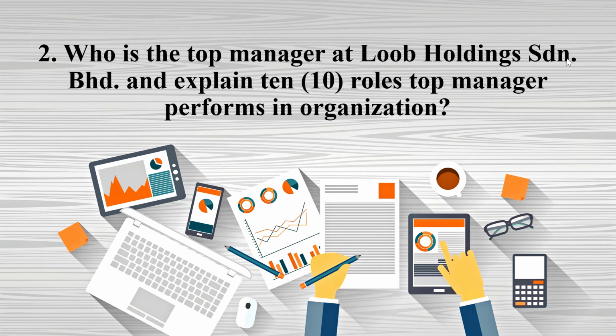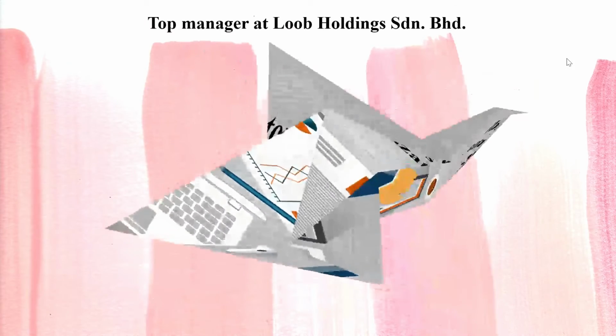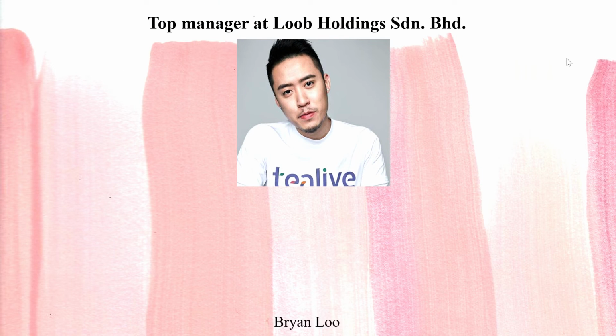The next question is, who is the top manager at Loop Holdings Sdn Bhd, and explain 10 roles a top manager performs in organizations. The top manager at Loop Holdings Sdn Bhd is Brian Loop.